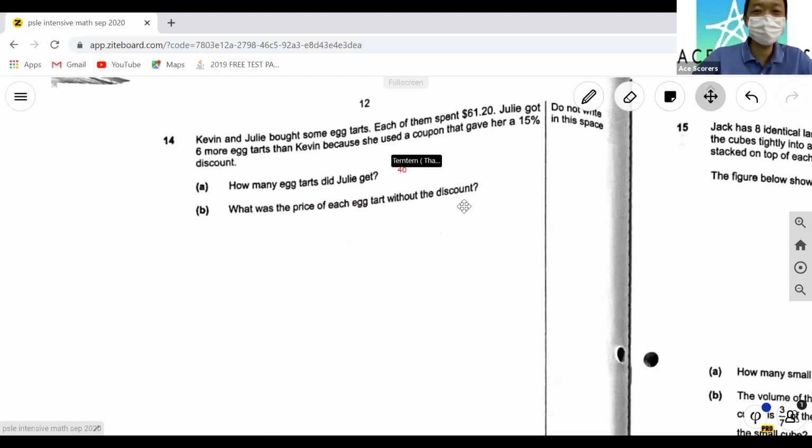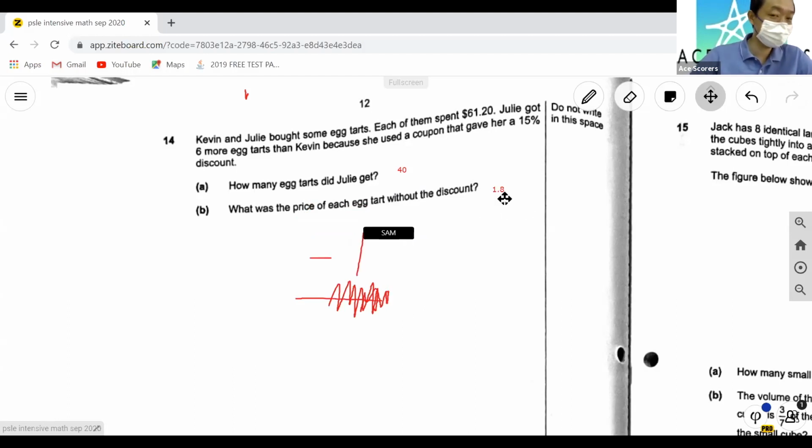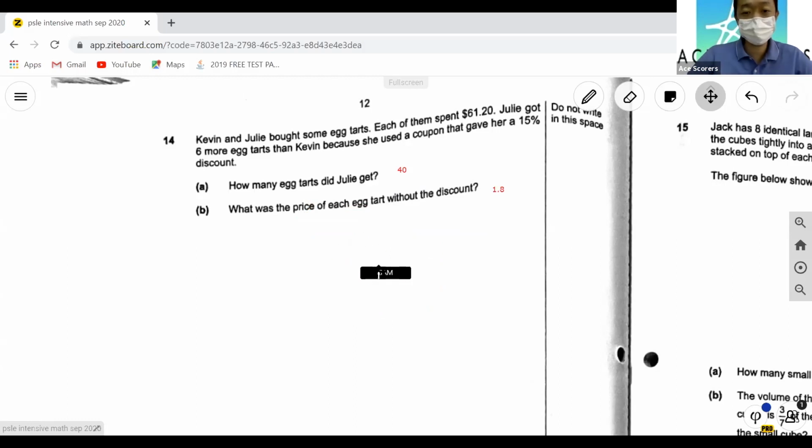Okay, how do you know how to do this? Yeah, 40 is correct, right? Okay, let's see, it's $1.80. So you see, it's a simple percentage question. Sam, stop drawing. Let's see how to do this. So Kevin and Julie bought some egg tarts. Each of them spent $61. So both spent the same amount. Julie got 6 more because she used a coupon that gave her a 15% discount.